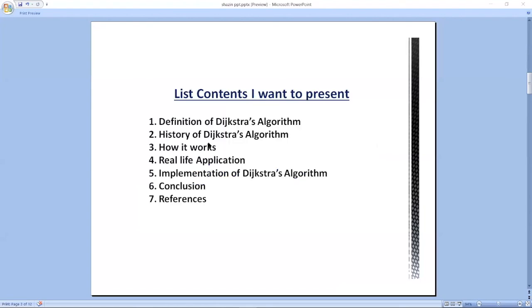Here are the contents I want to present. Firstly, I want to define Dijkstra's algorithm, then the history of Dijkstra's algorithm, and after that I want to show you how Dijkstra's algorithm works, real life application of Dijkstra's algorithm, implementation of Dijkstra's algorithm, conclusion, and also reference.